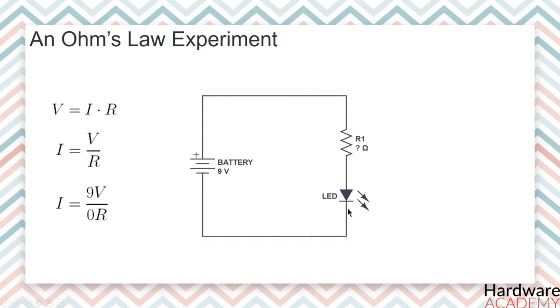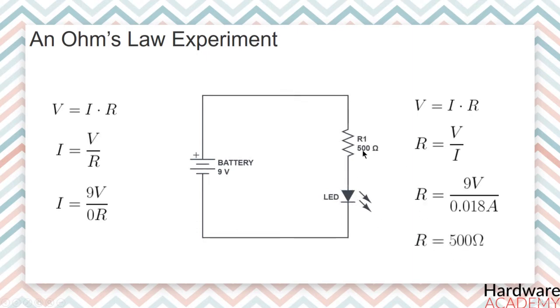Now we can use Ohm's law in the exact same way to determine the resistor value that will give us the desired current value. So again, the voltage will be equal to current times resistance, and therefore resistance will be equal to voltage divided by current. By plugging in our values, the resistance will be equal to 9 volts divided by the desired current, that is 0.018 amps. Solving for resistance, the resistance will be equal to 500 ohms.